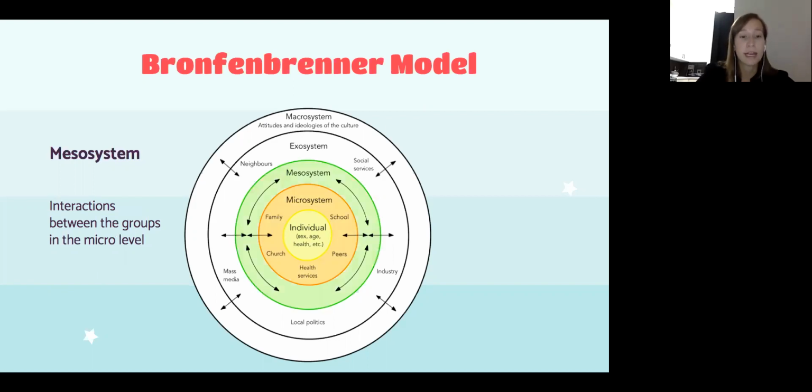The third layer is the mesosystem, and this actually includes the interactions between the groups at the micro level. As an example, if a clinician offered a training to the parents, this action wouldn't directly affect the child, but it still would have an impact on him or her. So that would be something to consider within the mesosystem.